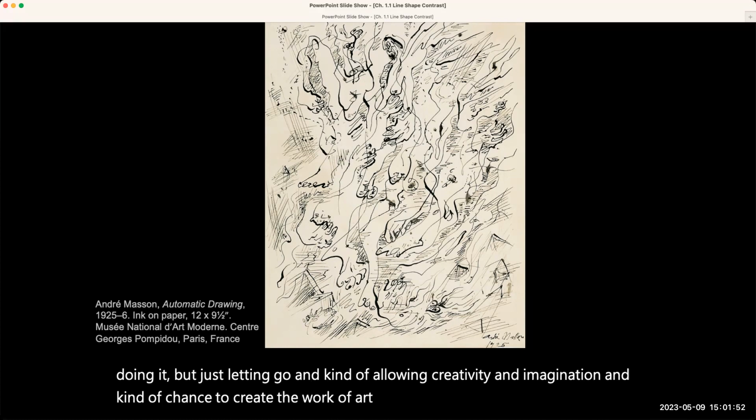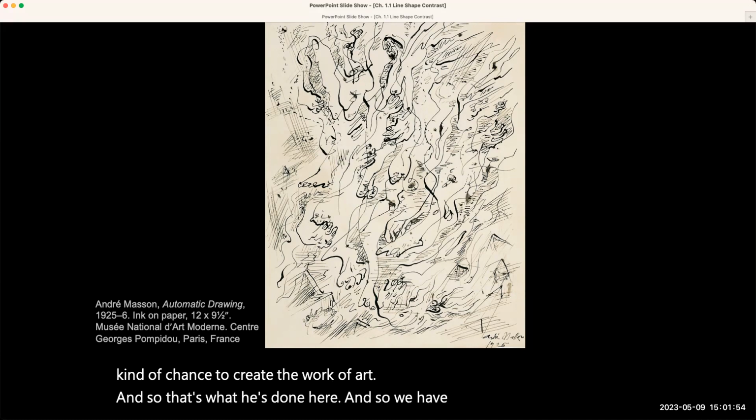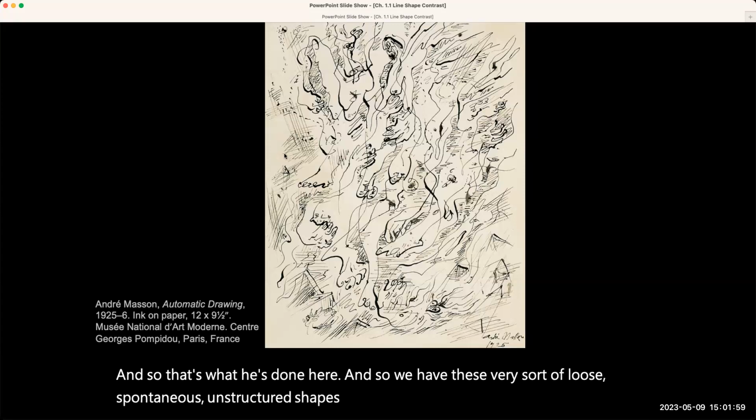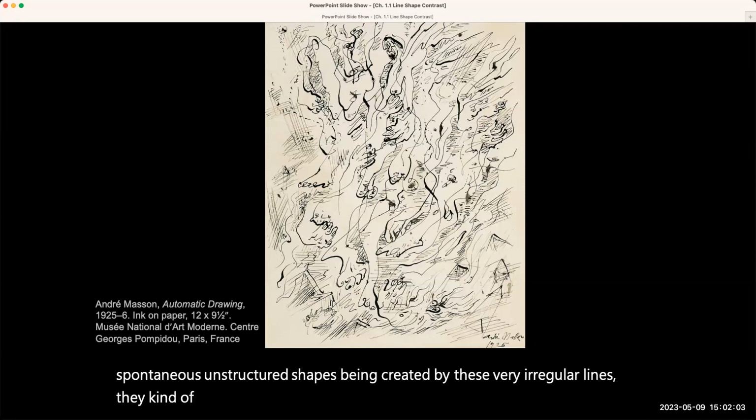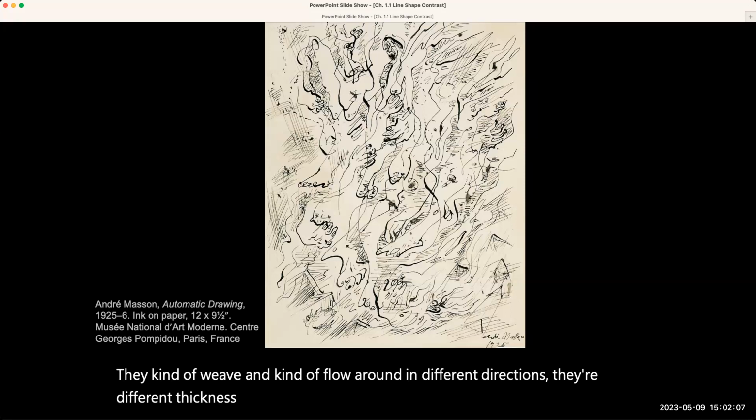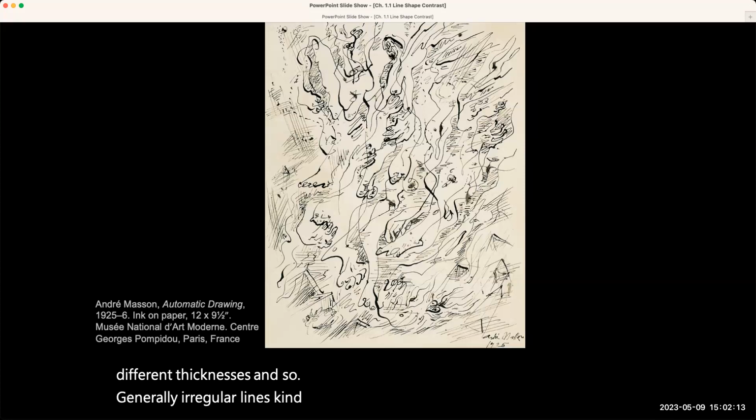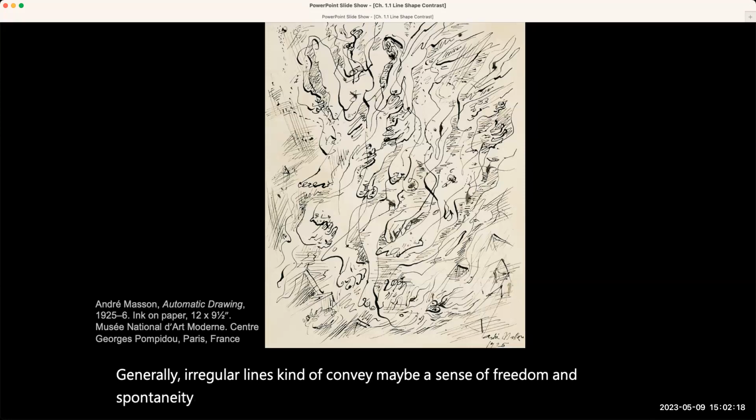And so that's what he's done here. And so we have these very loose, spontaneous, unstructured shapes being created by these very irregular lines. They kind of weave and flow around in different directions. They're different thicknesses. And so generally, irregular lines convey maybe a sense of freedom and spontaneity, instead of control and rationality.